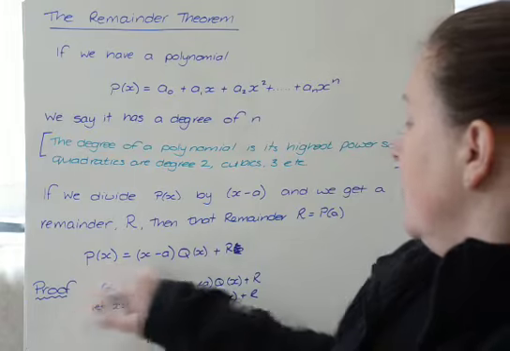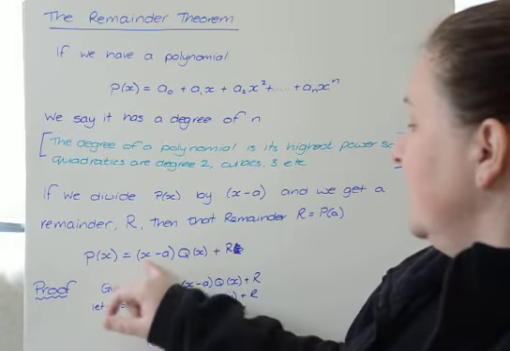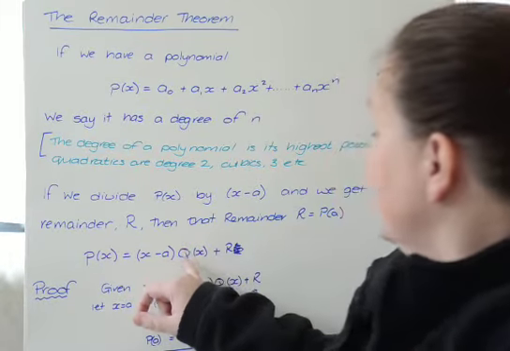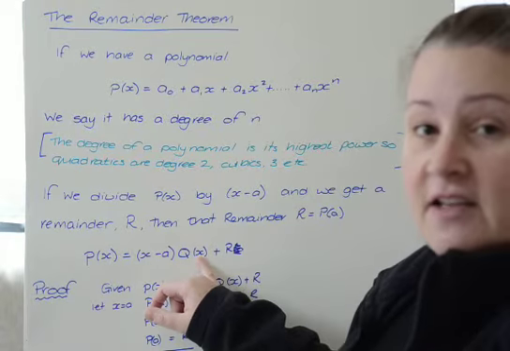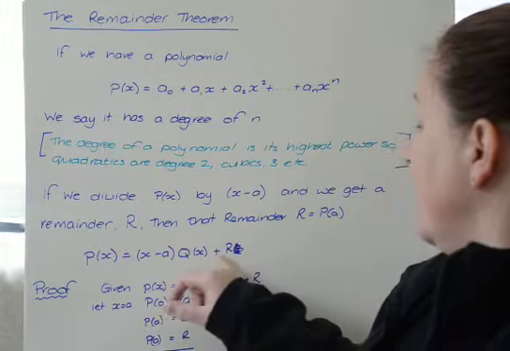Okay, so we can write this as p of x, that's our polynomial, is x minus a, which is our divisor, times the quotient of x, so the quotient is what happens after you've divided something, plus a remainder.